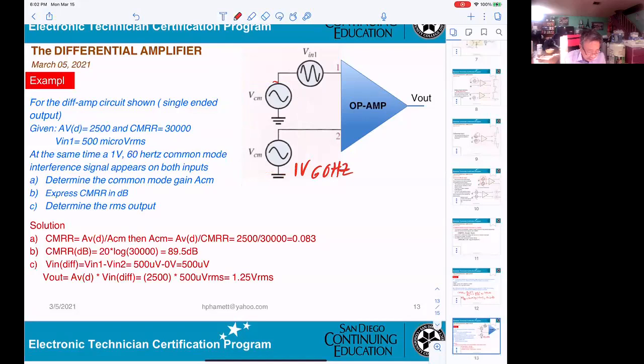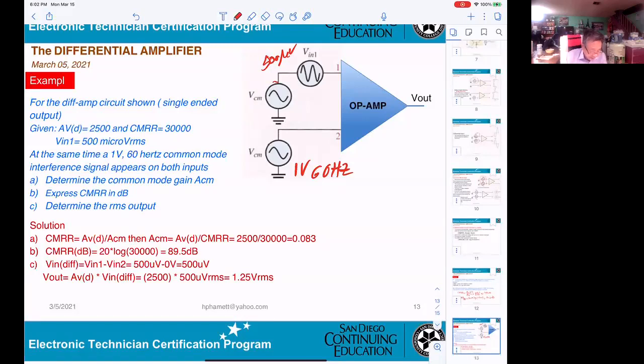And the other one only 500 micro. So you can say the 500 microvolt is inside the 1 volt. The thing is that your signal is too small, so what the op-amp tries to do is delete the 1 volt 60 Hz at the output.